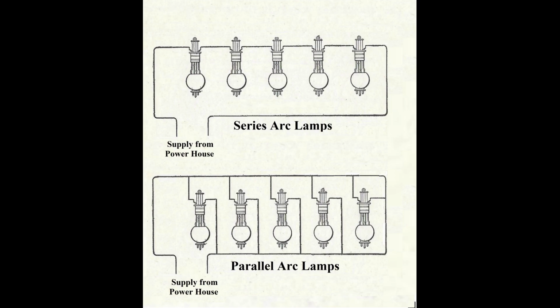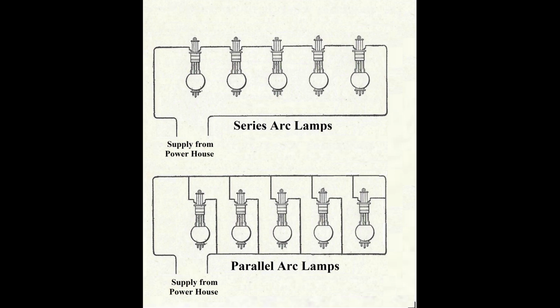Power distribution for arc lamp street lighting took several forms. Both direct current and alternating current systems were in use. In each of these systems, the lamps could be either series connected or parallel connected.